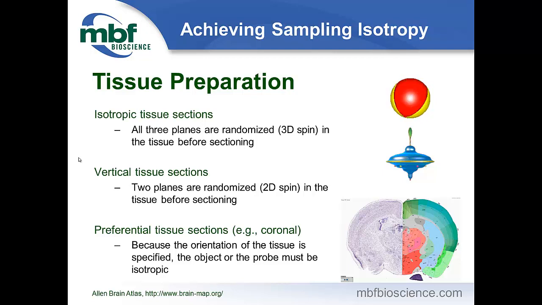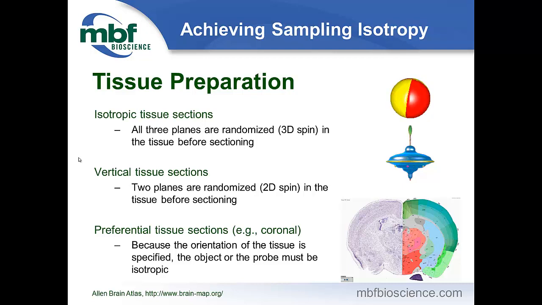In any case where you choose the way that the tissue is presented to the sectioning device, that is called a preferential section. So in order to use stereology, you need to obtain sampling isotropy with one of the other 2 ways, with the object or with the probe. The reason you would want to use preferential sections, especially in the brain, is a very common situation: we need to know where we are.